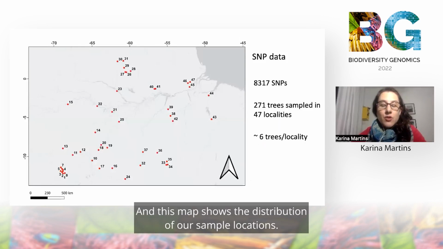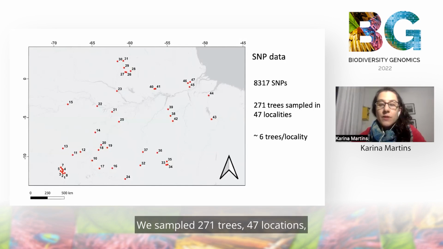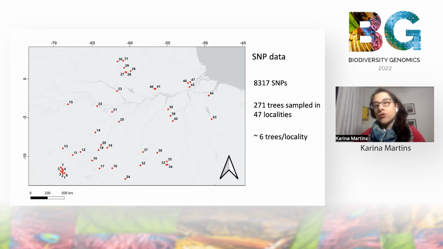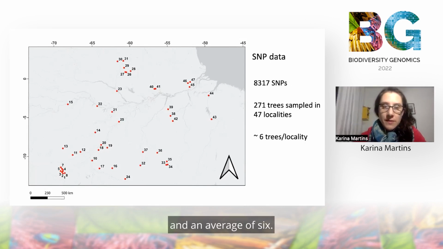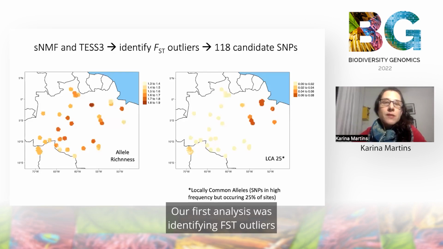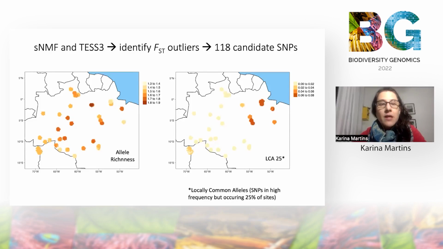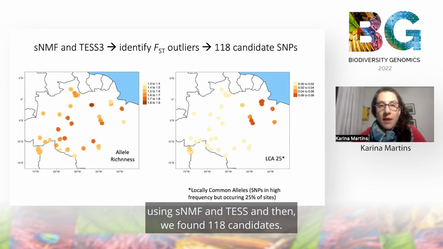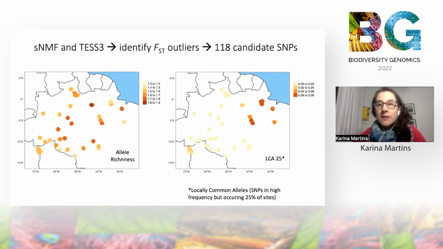And this map shows the distribution of our sample locations. We sampled 271 trees in 47 locations. The number of trees per site is 2 to 12, with an average of 6. Our first analysis was identifying FST outliers using SNMF and other tests, and then we found 110 candidates.